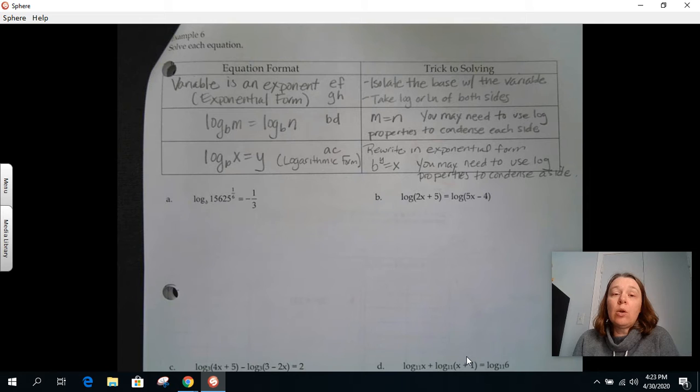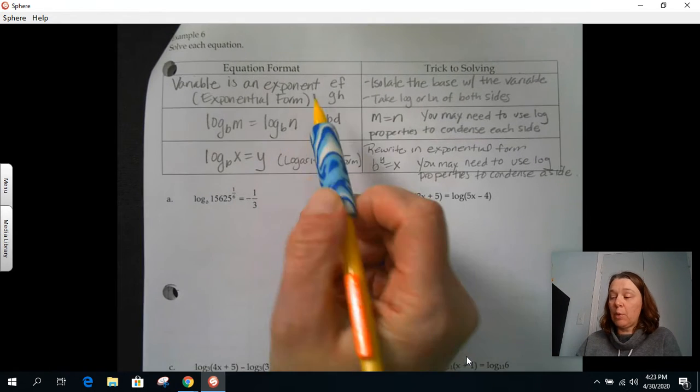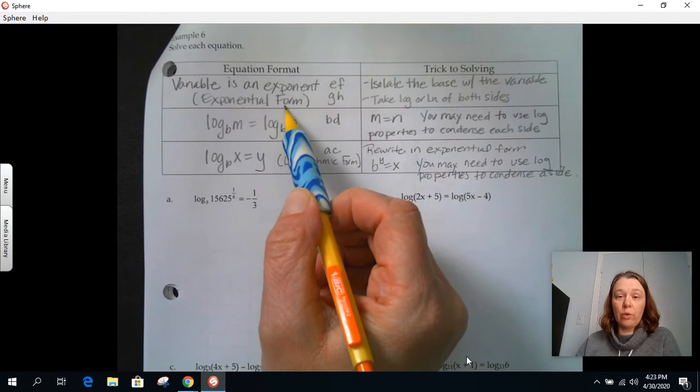Okay, so we are going to start with ones where the variable is an exponent. So that's what we're going to start with now. You might have noticed that as you were looking. So there are 3 different types. Variable is an exponent, or we could say it's an exponential form.